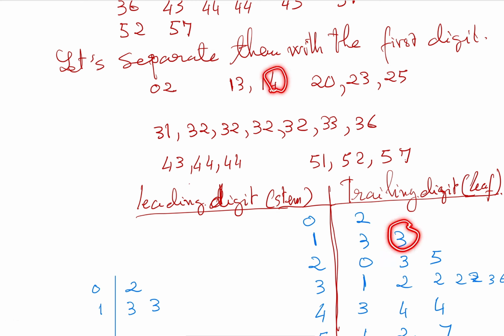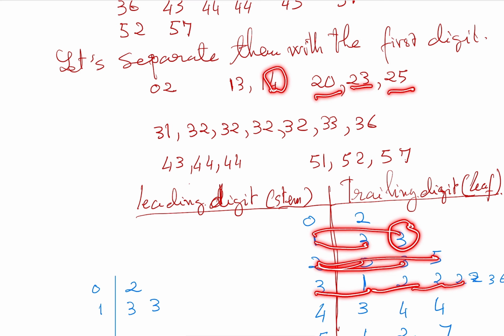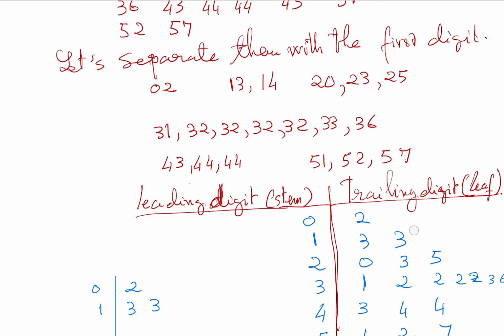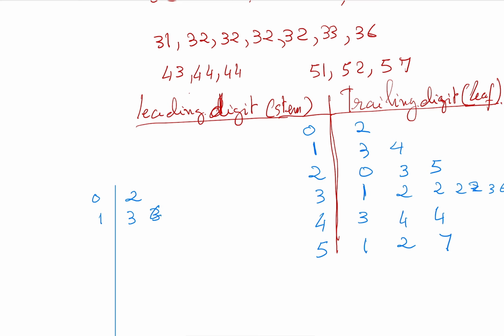It should be 4 because you have 13 and 14. Here's 20, 23, 25. You got it? 31, 32, 32, 32, 32, 33, 36. That's the way things work. I made a mistake here, so let me change it to 4.